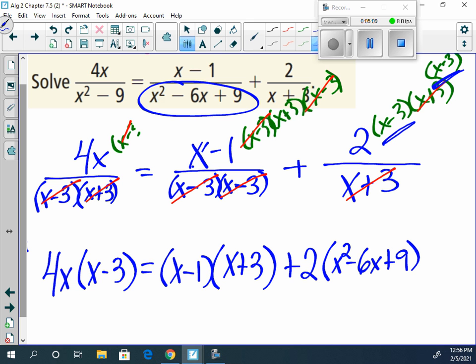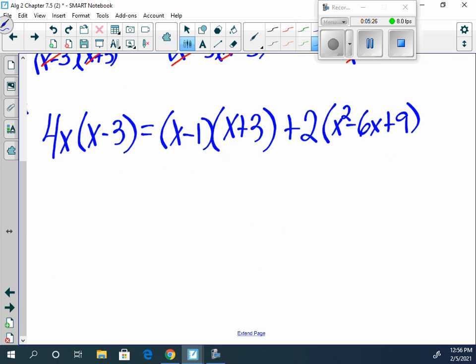Didn't we get it from the x squared minus 6x plus 9? Well, yeah. So if we got it from there, we can put it back together to x squared minus 6x plus 9, because that's where we got it from. So we can go right back to that. Okay. So now we're going to go on and continue solving this here.